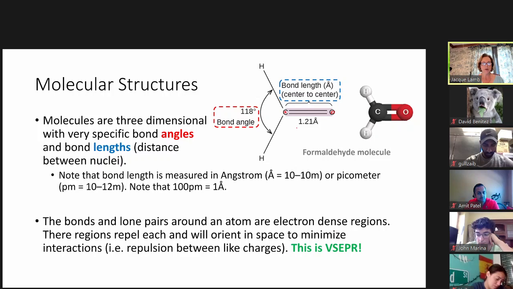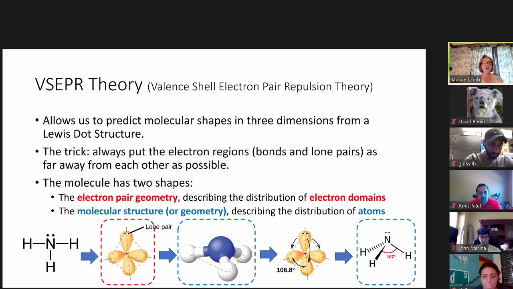So each molecule can be described in two ways. We can describe the electron pair geometry, and we can describe the molecular geometry. These are different because electron pairs represent the number of electron regions, but when you actually look at the molecular shape, lone pairs are, it's like they're not visible. And I like to liken it to taking an X-ray. When you take an X-ray, you see the bones, you don't really see soft tissue.